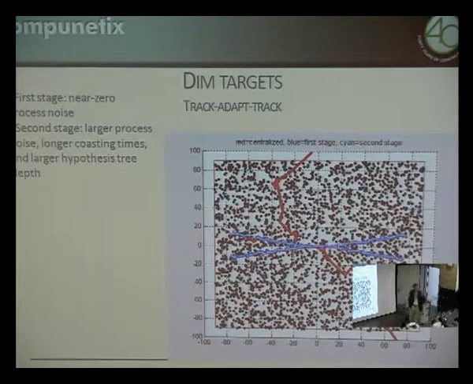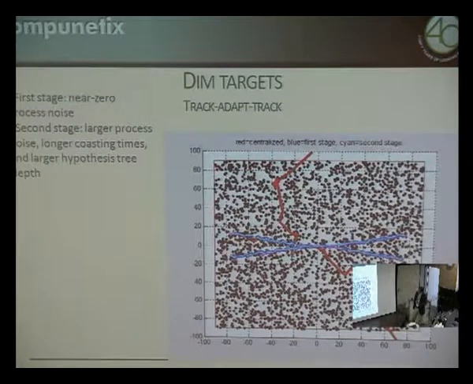Now, if I used a single MHT, I say, no, I really like my MHT. I'm going to grind through this data and look for maneuvering targets. You'll get solutions that look like these red tracks. You'll be seduced by false contacts, and it'll be a mess.